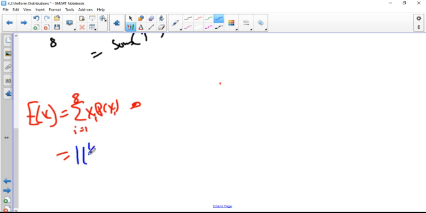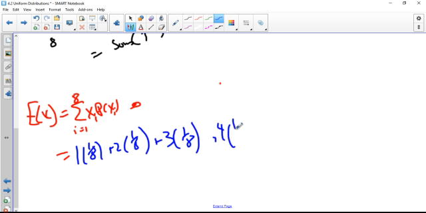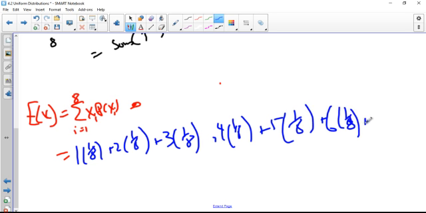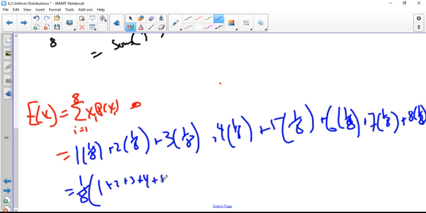So we've got 1 times 1/8 plus 2 times 1/8 plus 3 times 1/8, 4 times 1/8, 5 times 1/8, 6 times 1/8, 7 times 1/8, and 8 times 1/8. Okay, so we're going to add these up. I'm going to factor the 1/8 out, and I'm just adding up the numbers 1 through 8.